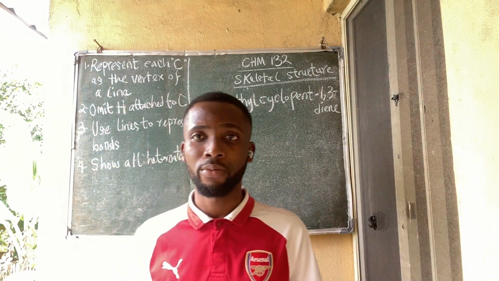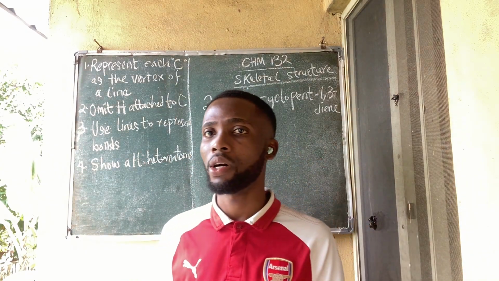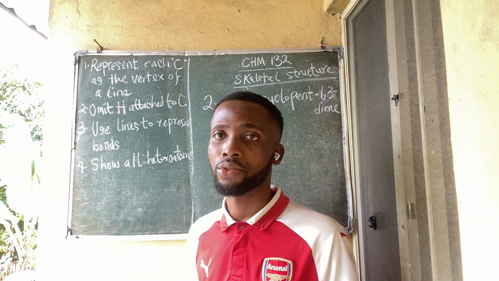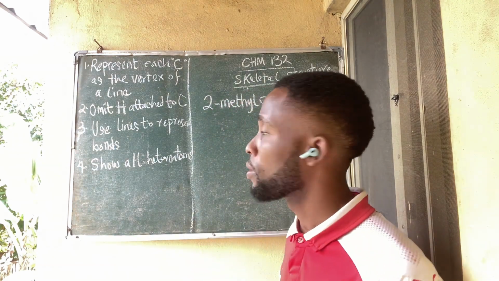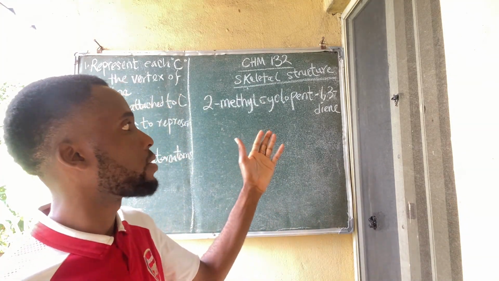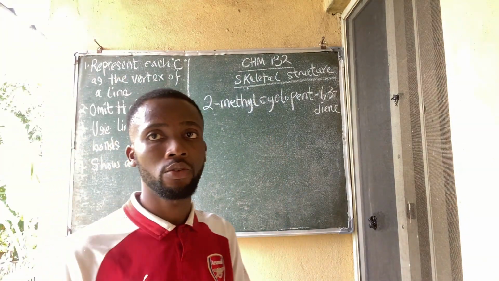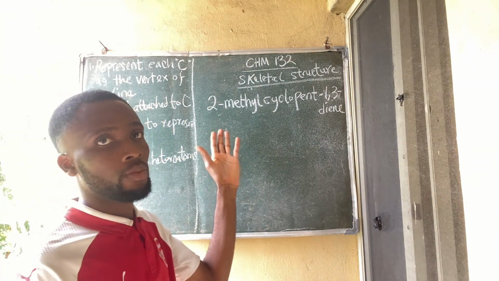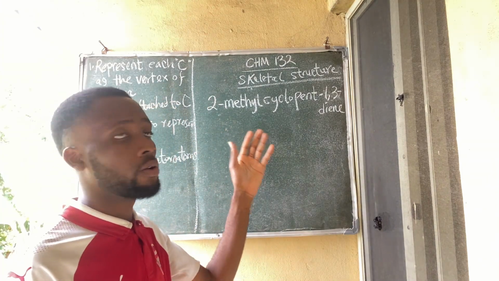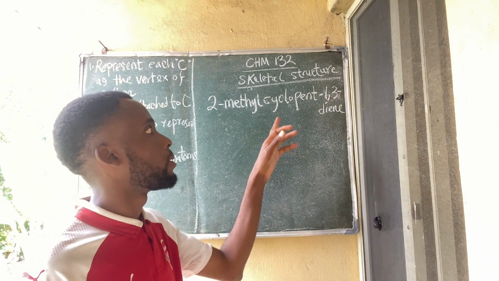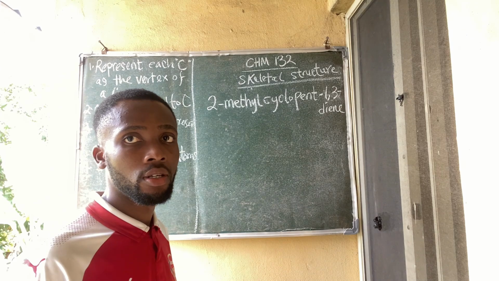So let's do one more example to show how these rules are applied in drawing the skeletal structure of organic compounds. So the compound we have on the board is 2-methyl cyclopent 1,3-diene. It's also found in that particular year of the past question booklet. 2-methyl cyclopent 1,3-diene, right? So as usual, we're going to start with the parent chain.